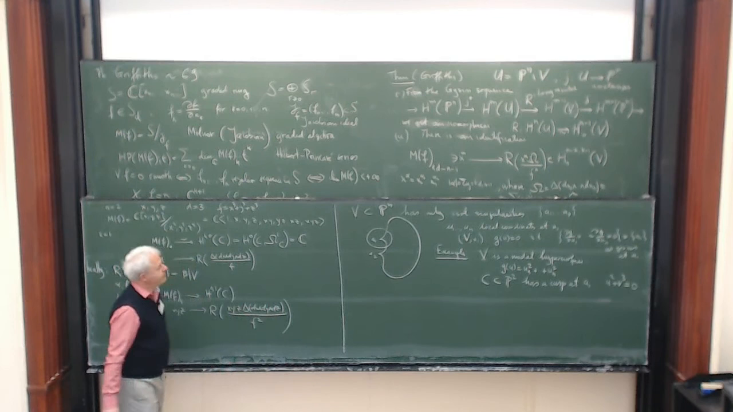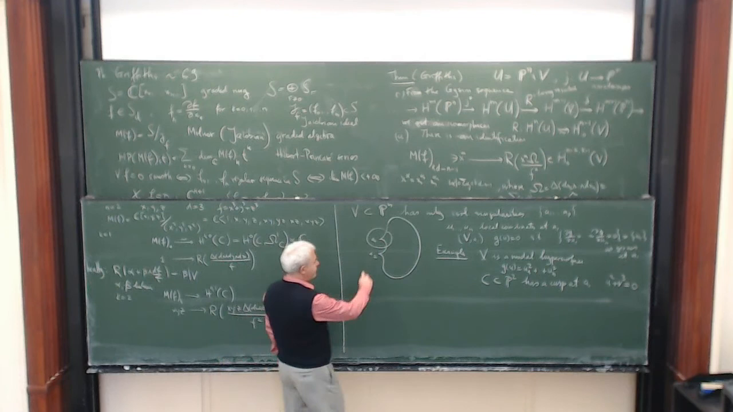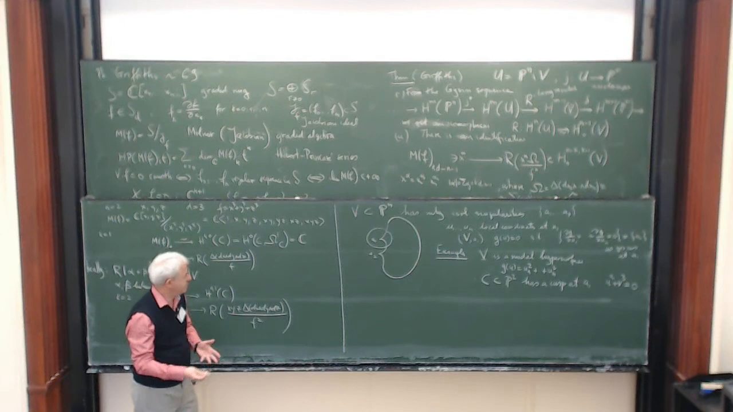Okay. And so, assuming we have such a hypersurface having only isolated singularities, we can ask again how the cohomology of such an object compares to the cohomology of a hyperplane. And we have a simple result.